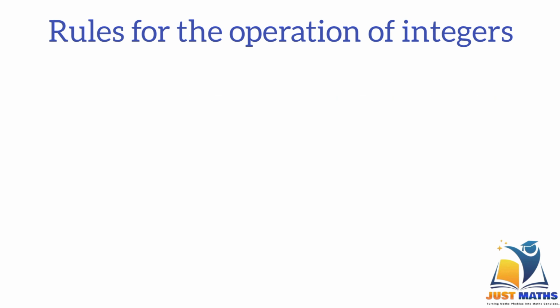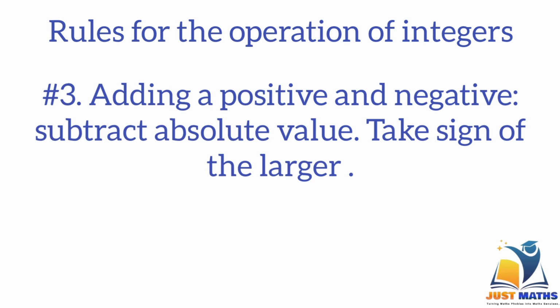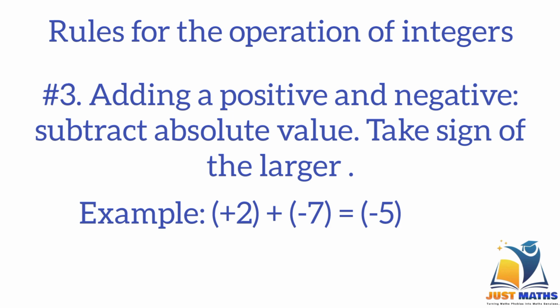Now let's look at rule 3, adding a positive and a negative. Subtract absolute values, take the sign of the larger. You just need to subtract the smaller from the bigger one, but take note of the sign. If the bigger number has the negative sign, your answer will end up negative. Look at an example: +2 plus -7. Because 7 is the largest number, we subtract 7 minus 2, which gives us 5. And because the 7 has the negative sign, you put the negative sign in front of the 5. So that gave us -5.